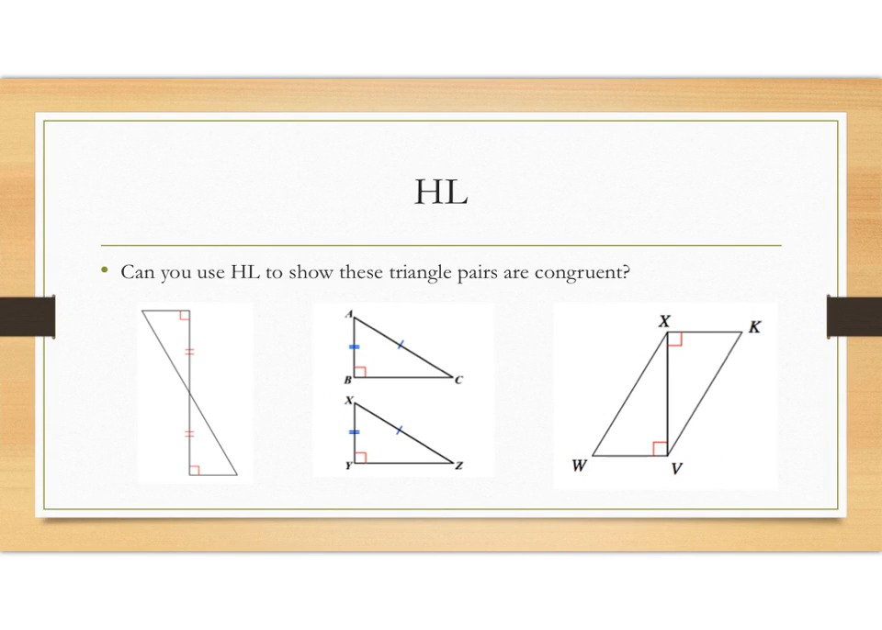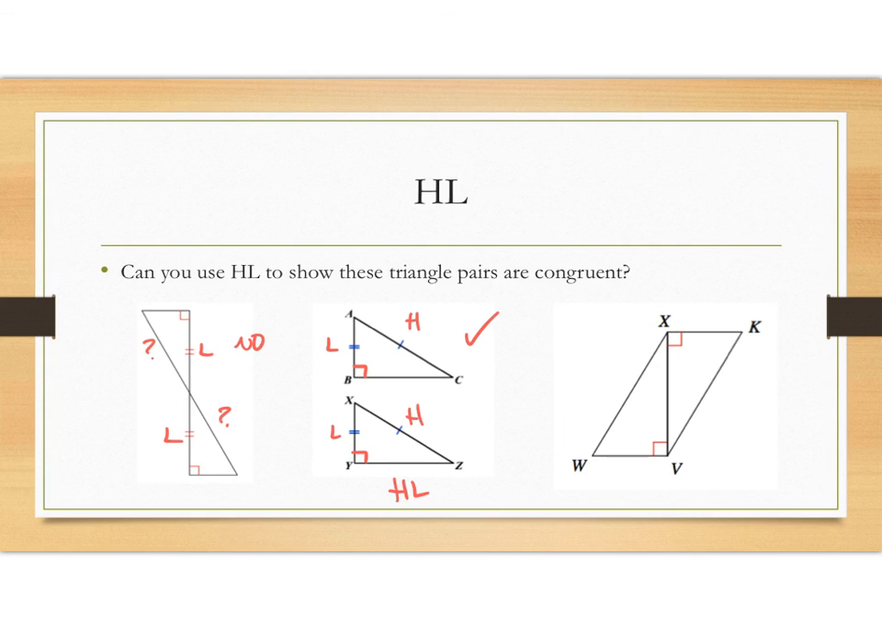So can we use hypotenuse leg to show that these triangle pairs are congruent? Well, in our first example, we have right angles, and we have a leg for each right triangle, but we don't have the hypotenuse. So nope, we can't use it there. On the next example, we have two right triangles, and we have a leg and a hypotenuse for each of them that are shown to be congruent. So yes, we can use HL for this one.